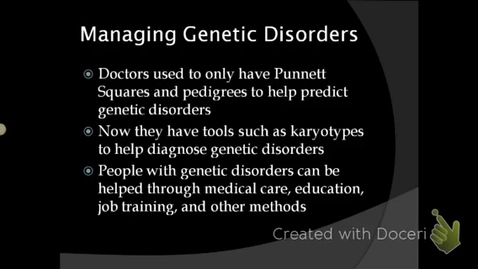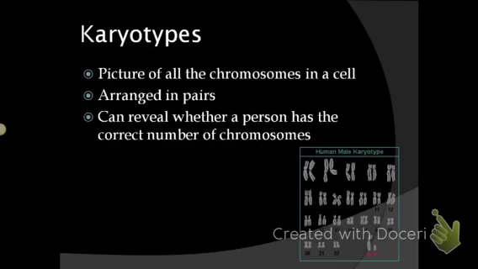Again, a karyotype is the picture of all the chromosomes in a cell. They're arranged in pairs. Remember, 23 pairs, 46 total. And they can reveal whether a person has the correct number of chromosomes, especially on chromosome number 21, because sometimes there are 3 copies there. That creates Down syndrome.